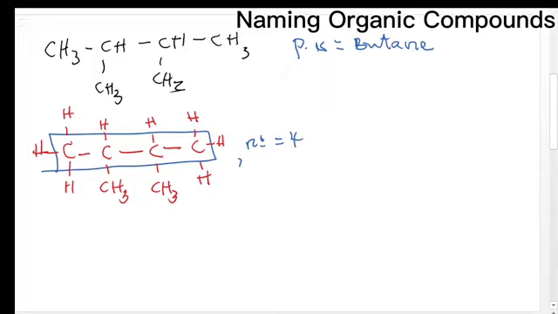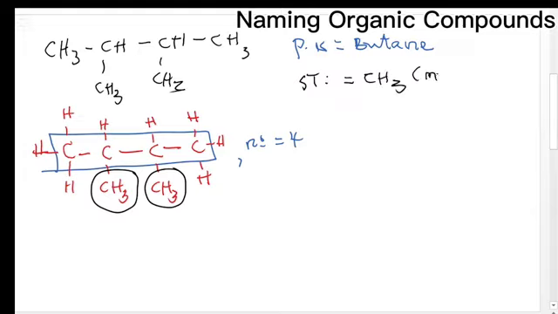The next thing to do is to identify the substituent. There are 2 major substituents here. You have a CH3 here, and then you have another CH3. Hydrogen is not a substituent. So the substituent we have there is CH3, which is called the methyl, or some people say methyl, as the case may be.